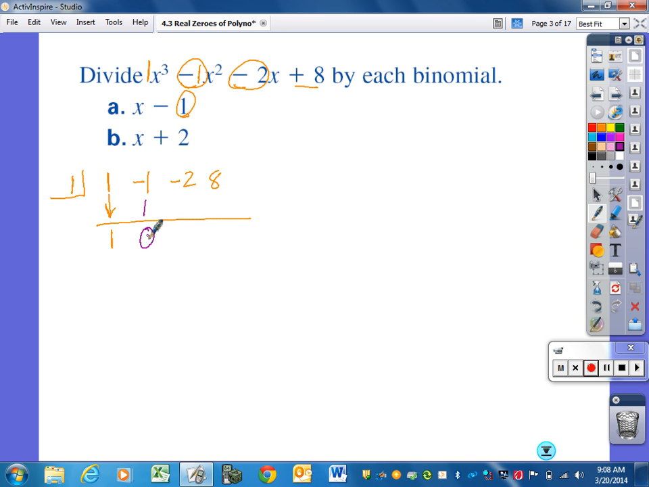0. 0 times 1 is 0. Add negative 2. Negative 2 times 1 is negative 2. Add 6. Remainder, x to the 0, x to the 1, x squared. My polynomial is x squared plus 0x minus 2 plus 6 over my divisor of x minus 1.